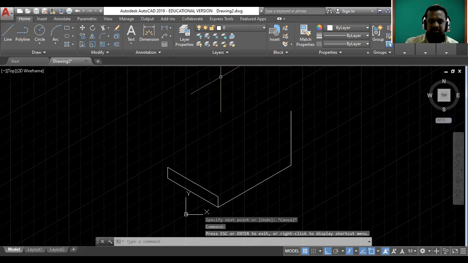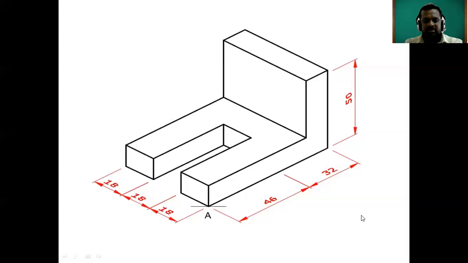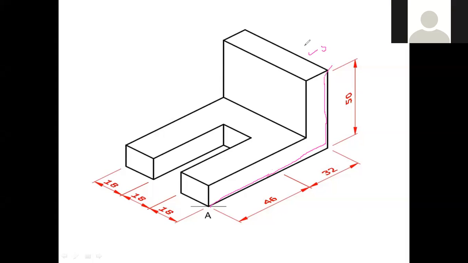Then next, see the given figure. Now we are at this point. Let's check. We have drawn this line, then this line also. Then what is the length of this line? 54. Okay, 54. Then we can easily draw this line, and in this side.